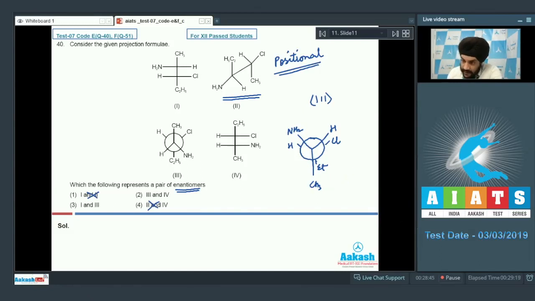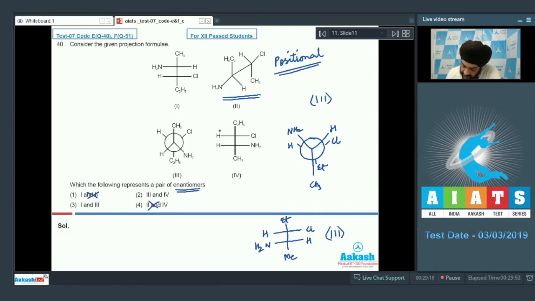So now this can be converted into the Fischer projection. If we convert this into the Fischer projection, we're going to have Me, Et on the vertical line. We're going to have H and Cl on the right, and we're going to have NH2 and H on the left. So this is the Fischer projection of the third structure. And if we compare it to the fourth structure, we can see that the fourth structure is not a mirror image of the third structure. So fourth is also ruled out.